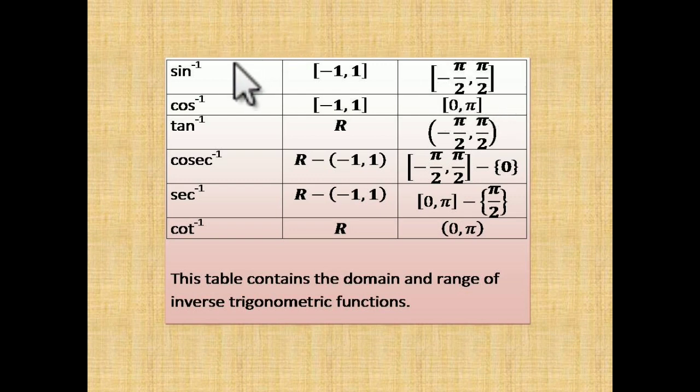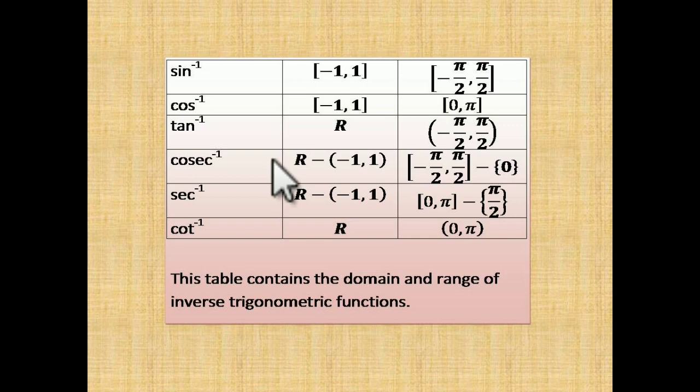Sine inverse has the domain -1 to 1 and its range is -π/2 to π/2. Cos inverse has the domain -1 to 1 and its principal branch range is 0 to π. Tan inverse has the domain R and its range is -π/2 to π/2.